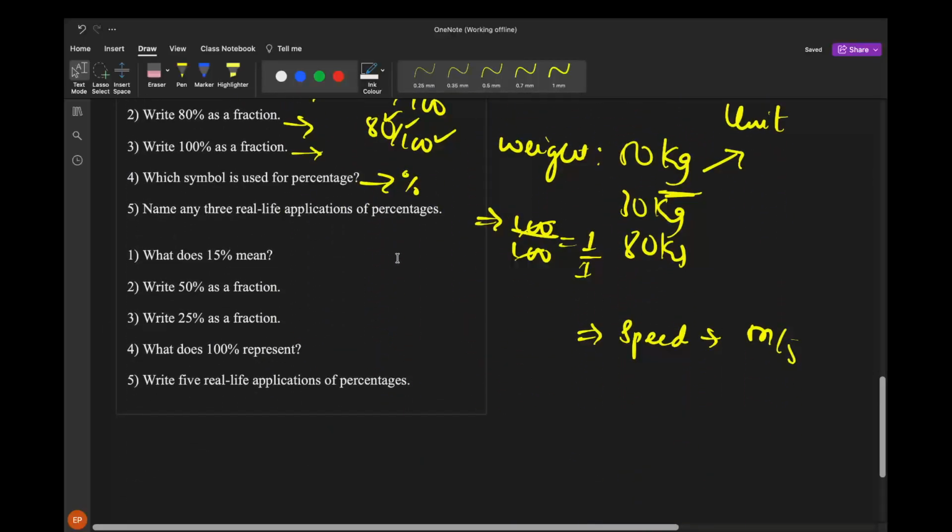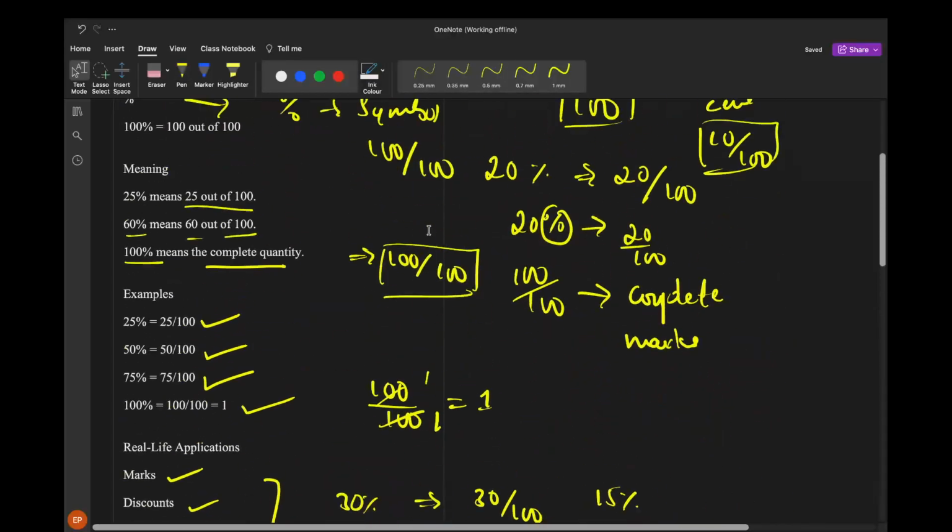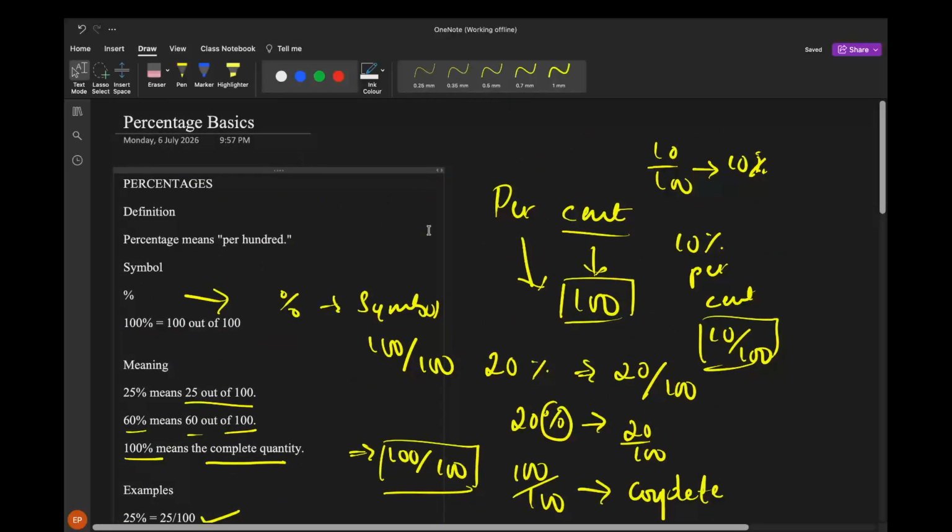So these are some homework questions. Please try to solve them. I just gave a brief introduction about percentages. In the next video, we'll see some conversions to decimals and fractions.